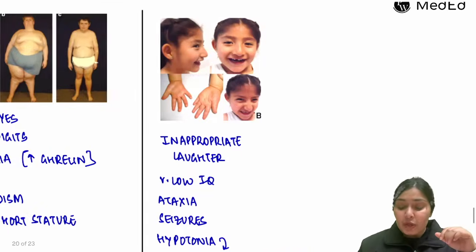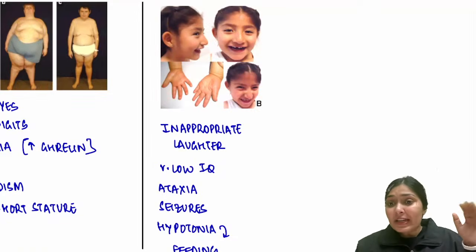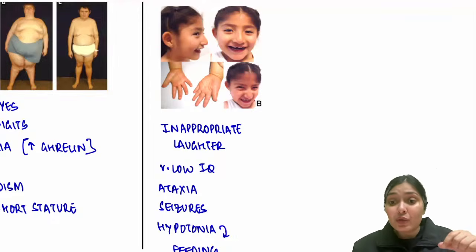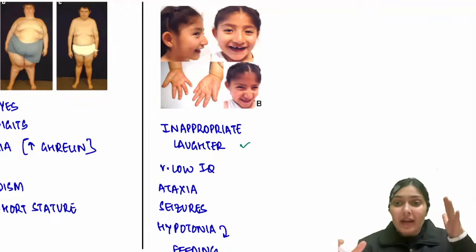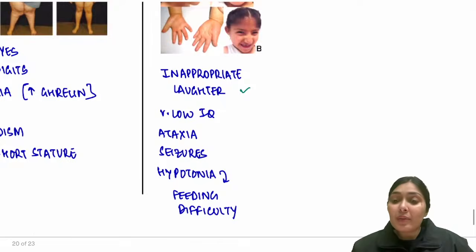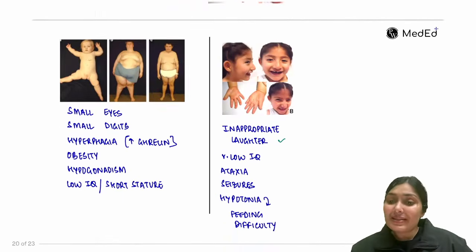What about Angelman? Look at this child. This is an Angelman child. Very smiley. Inappropriate laughter is there, and if you are laughing inappropriately, you definitely have a very low IQ. So inappropriate laughter is there, very low IQ is there. I told you, happy puppet, happiness, we got it. What do I mean by puppet? Have you seen how puppets dance? They are ataxic, so they have ataxia, seizures, and hypotonia. Because of the hypotonia, they also have feeding difficulties. So this is Prader-Willi versus Angelman. A fat stupid baby is a Prader-Willi baby, and a happy puppet baby is an Angelman baby, right?